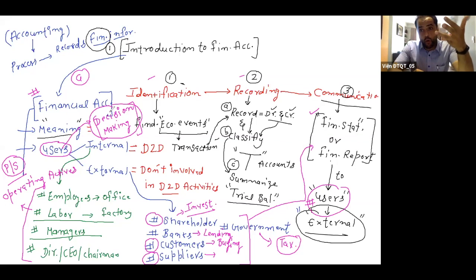And fourth thing, what kind of decisions different users they have to make. So as you can see, if you are internal users, that's kind of decisions you have to make. If you are external users, that's kind of decisions you have to make. All right. So that's all about your first learning outcome, which is A, basic about financial accounting. Let's move on to the second learning outcome.